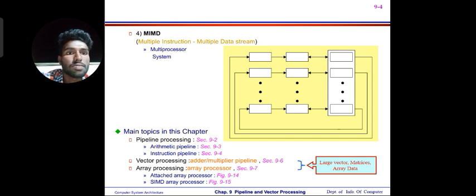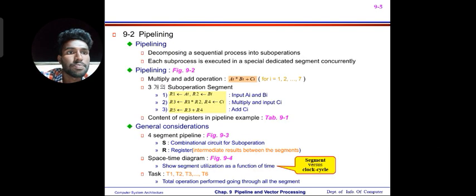array processing, array processor, attached array processor, SIMD array processor.